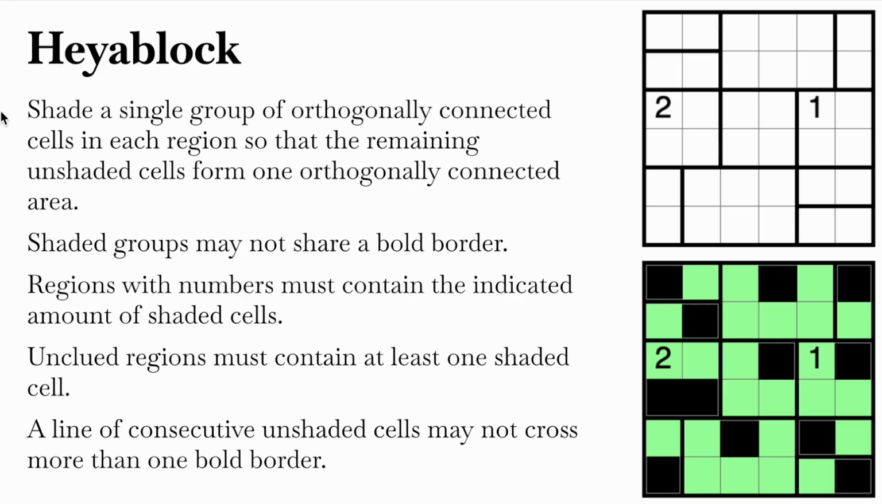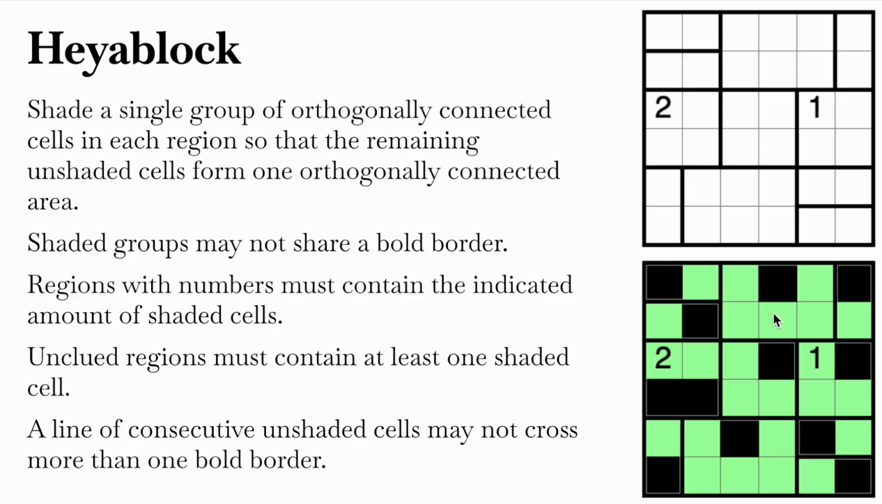In Heyablock, we will shade a single group of orthogonally connected cells in each region, so that the remaining unshaded cells form one orthogonally connected area. This is a bit confusingly worded, but orthogonally connected means sharing an edge. And in each of these regions with the bold borders, we're going to shade some cells that are touching. So in this 2x2, we have a block of two cells that are both shaded, touching each other. We can't have two disjoint areas of shaded cells in one of these regions.